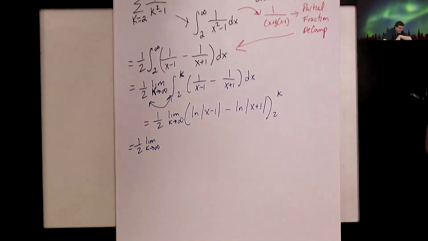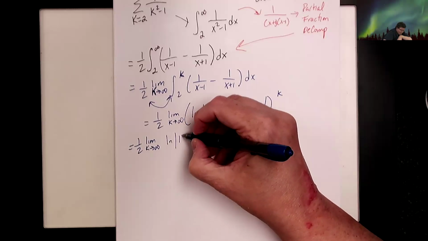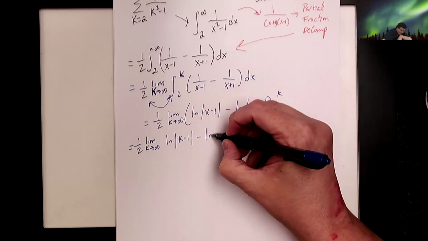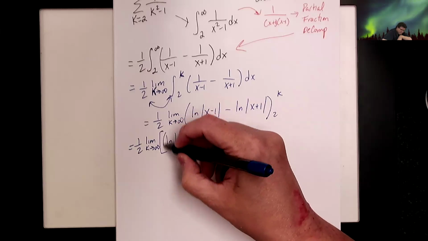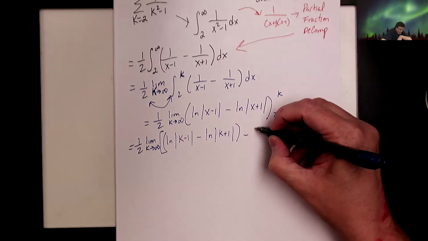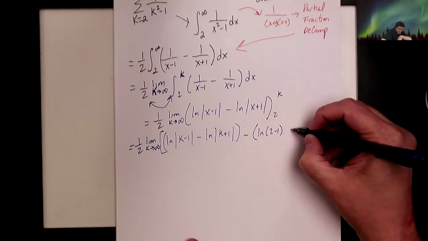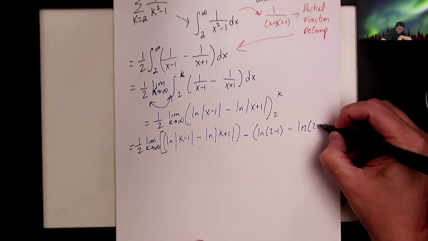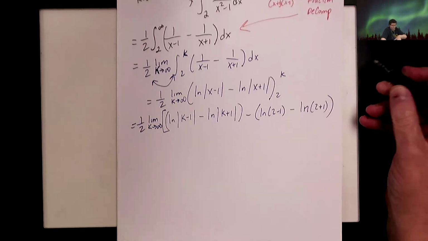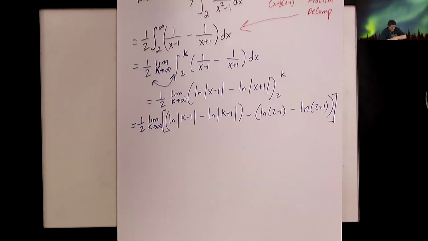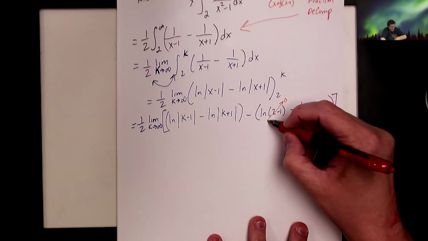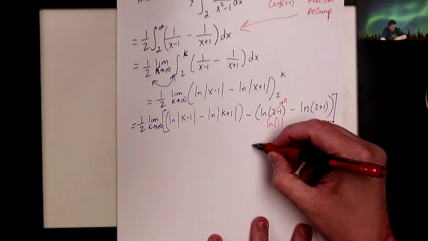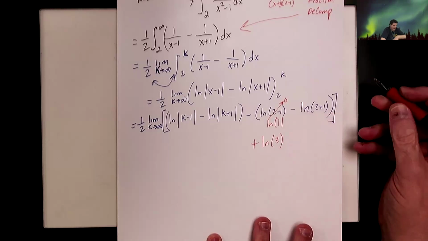And 1/2 limit as K goes to infinity of natural log of K minus 1 minus natural log of K plus 1, minus, we'll plug in the 2, natural log of 2 minus 1 minus the natural log of 2 plus 1. So that's 0, natural log of 1 is 0. And we're going to have a plus natural log of 3 here at the end.